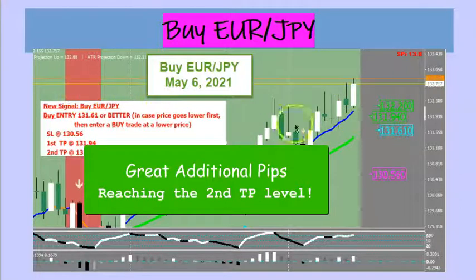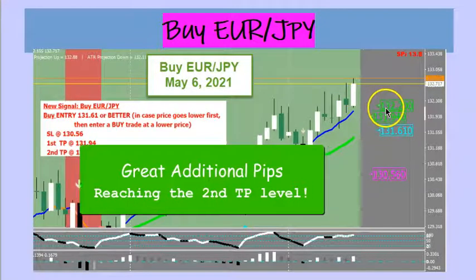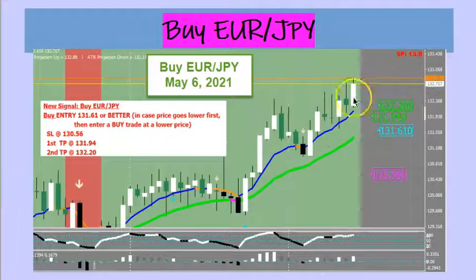Congrats to all of you who held the trade open till last week, and you saw this candle go up and take out our second take profit target level. Okay, so there we go, guys, and let's get going to our next trade.